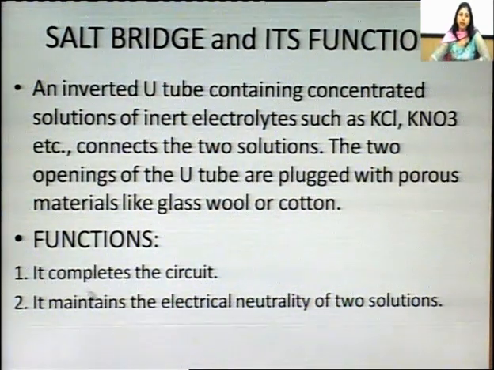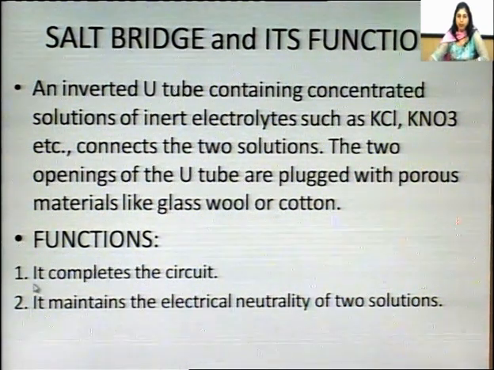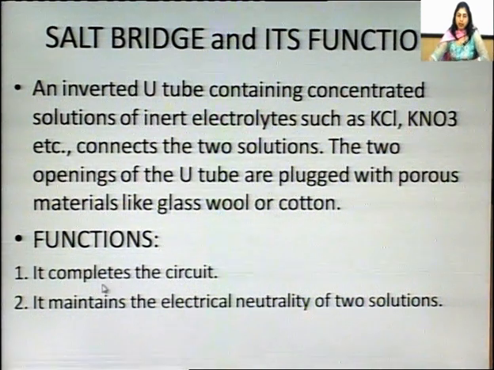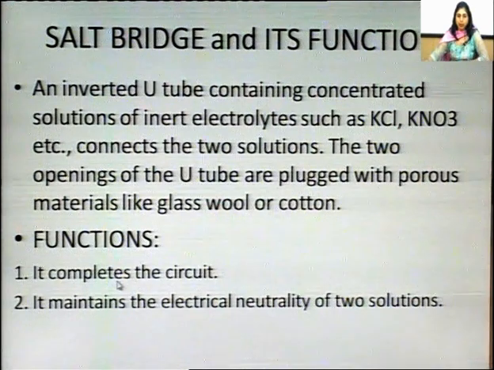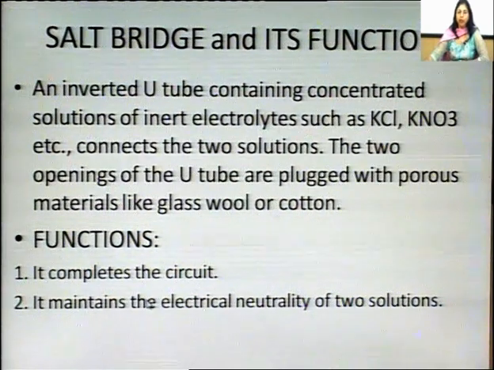It basically does two functions. It completes the reaction, it completes the circuit, as the external circuit of the electrochemical cell is completed by wires, but the two solutions are connected through the salt bridge. So, we can say that the two solutions as well as the two rods are in connection. In this way it helps to complete the circuit of the cell.